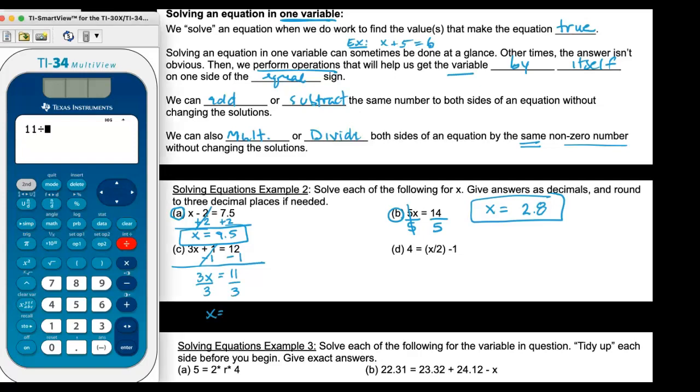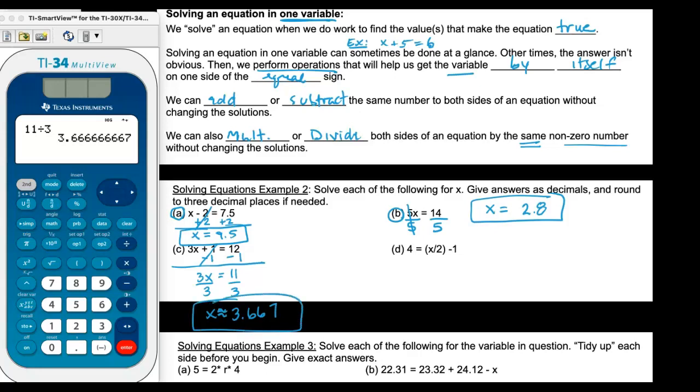I'm going to use a calculator for this one. 11 divided by 3. I end up getting a decimal. So I get the decimal 3.6 repeating, but my directions say round to 3 decimal places. So I'm going to say 3.667. I'm going to use a squiggly equals here since it's an approximate answer. I had to round.